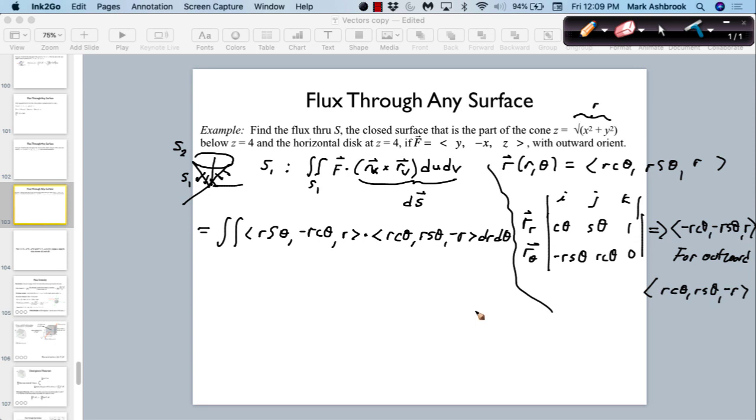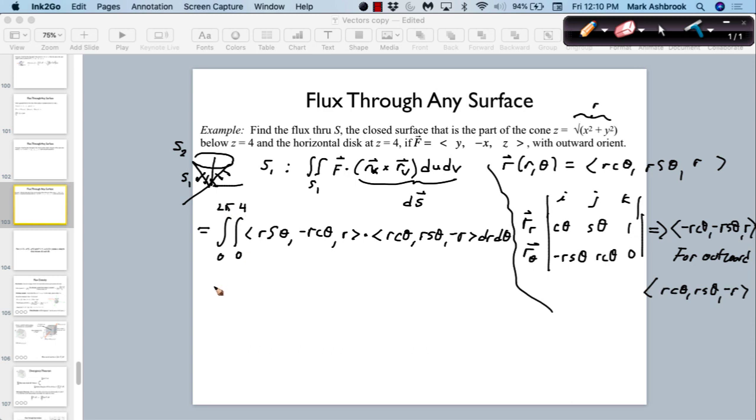Okay, so moving right along here, what are our bounds? r goes from 0 to, I think z equals r, right? So when we get to z equals 4, z equals r, we also get r equals 4. So 0 to 4 and 0 to 2 pi.